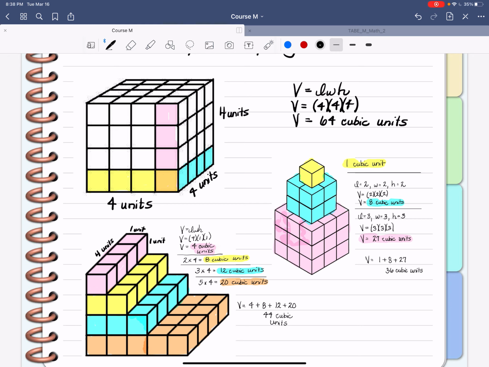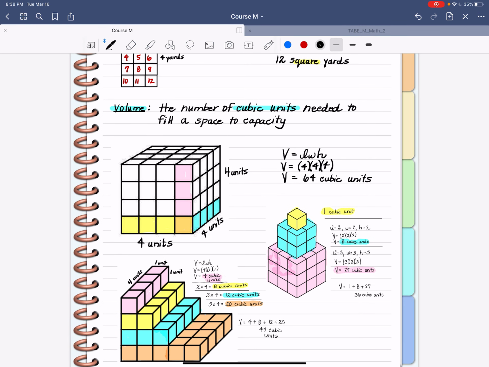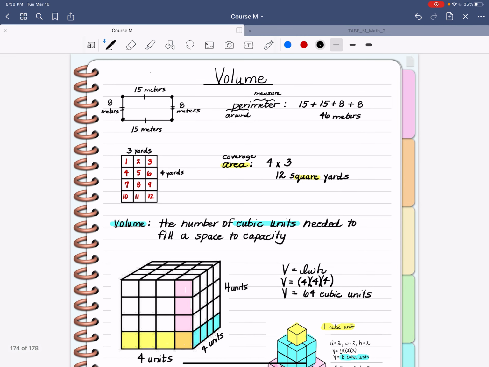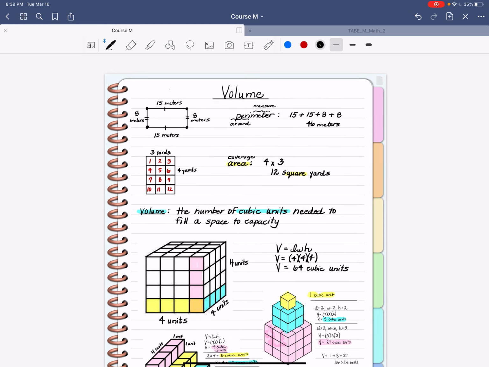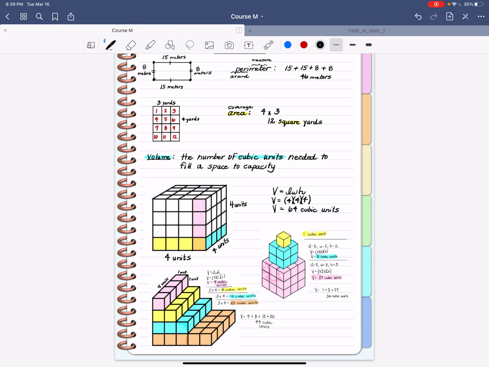And that is a look at volume. How many cubic units does it take to fill the space to capacity? Very different than area, which is just a two-dimensional thing. And perimeter is really just a one-dimensional thing. It's just the distance around something. We will be looking at lots of examples of volume using formulas in most cases. So I just wanted to give you a chance to understand what volume is about, and then we'll look at how to actually calculate it using some pretty complicated formulas.